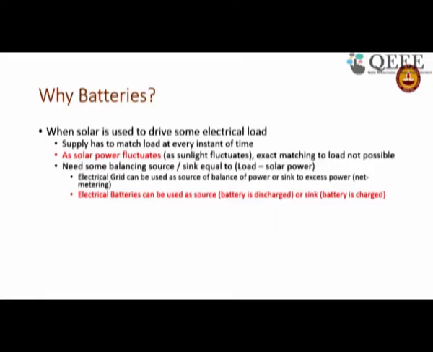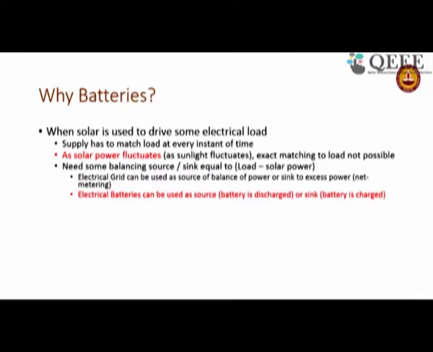Now remember, why batteries? When solar is to drive the electrical load, remember the solar is not available throughout the day, it is available only in the daytime, and even when it is available the power fluctuates. Suppose we connect solar directly to a load. Every time a cloud passes, the amount of power available will go down. What will happen? Every instant of time, there is a generator and there is a load, the two must match. The power generated must match the power consumed. Every instant of time. If it doesn't happen, it doesn't work.